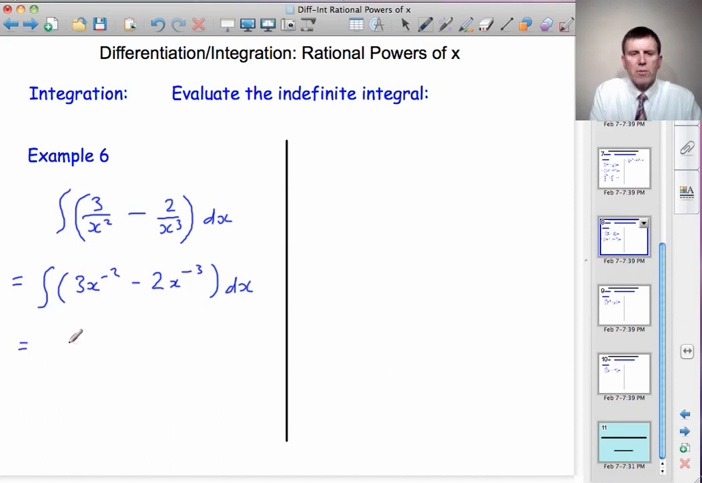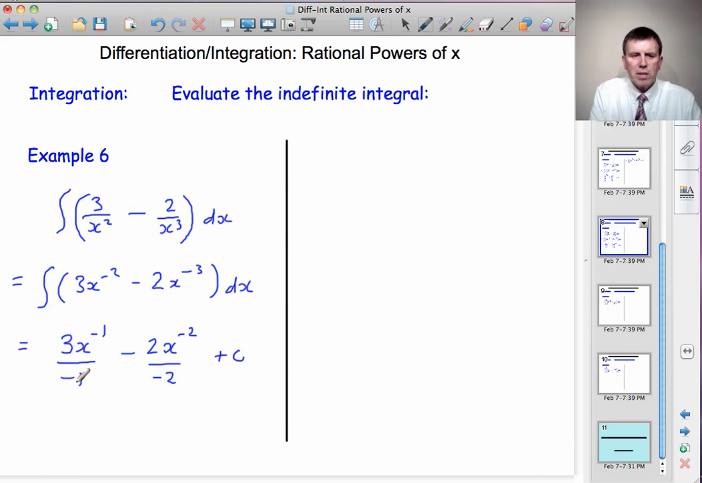So when we integrate 3x to the minus 2, we get 3x to the minus 1, raising the power, divide by the new power, minus 1. Minus 2x to the power 1 more than minus 3 is minus 2, divide by the new power, minus 2, plus a constant of integration.